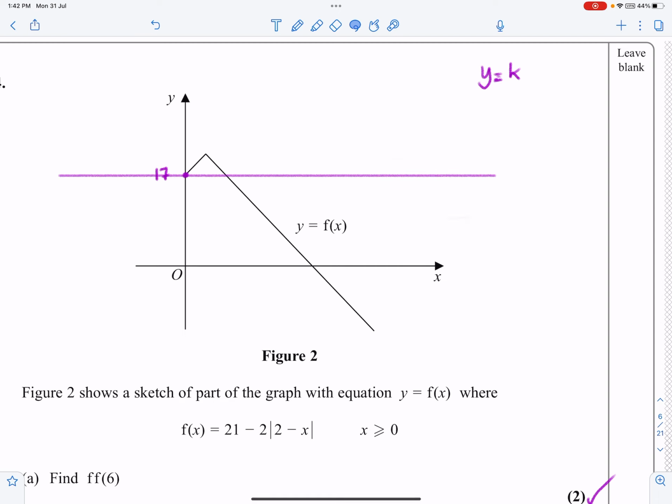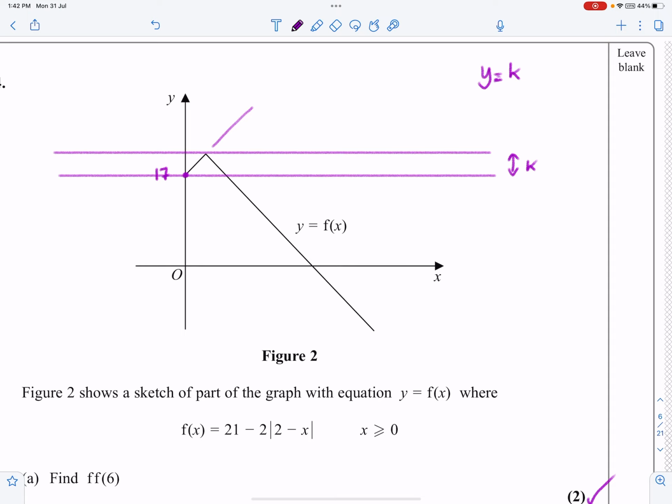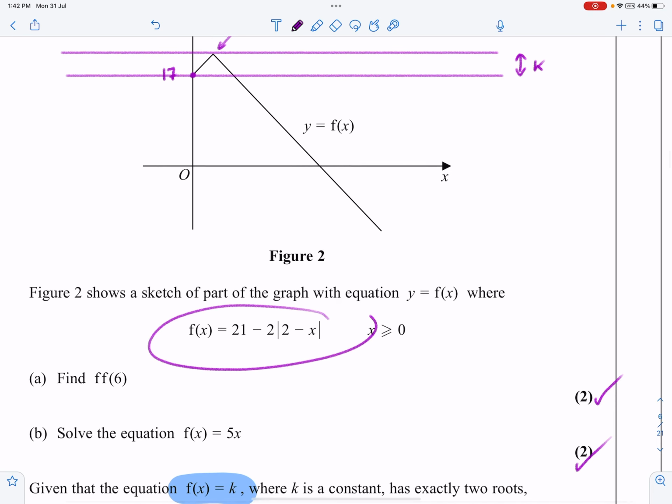So if I just put those 2 sort of like train tracks on there, k can be anything inside those 2 values. So we know what the minimum one is. The minimum one is 17. What I need to do is work out what that value there is. Well, that value there is just the maximum value of 21 minus 2 lots of 2 minus x.